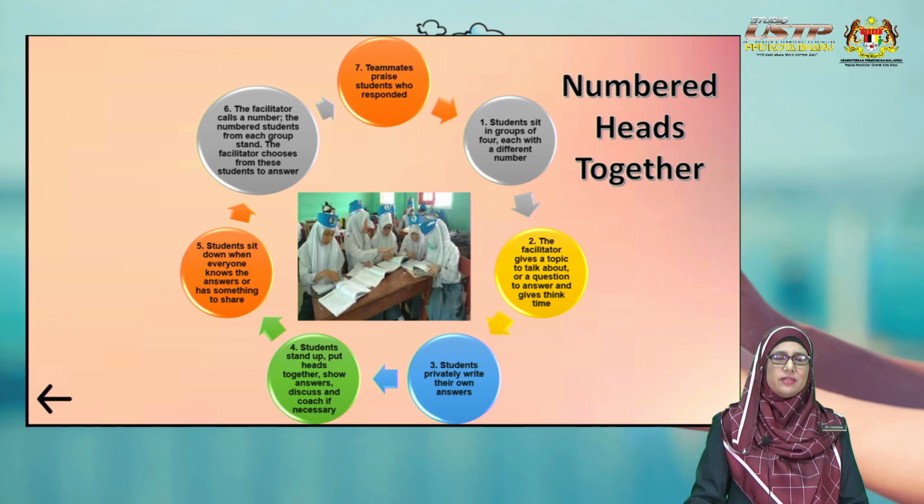Number 5, students sit down when everyone knows the answers or has something to share. Number 6, the facilitator calls a number. The numbered students from each group stand. The facilitator chooses from these students to answer. And the last, number 7, teammates praise students who responded.